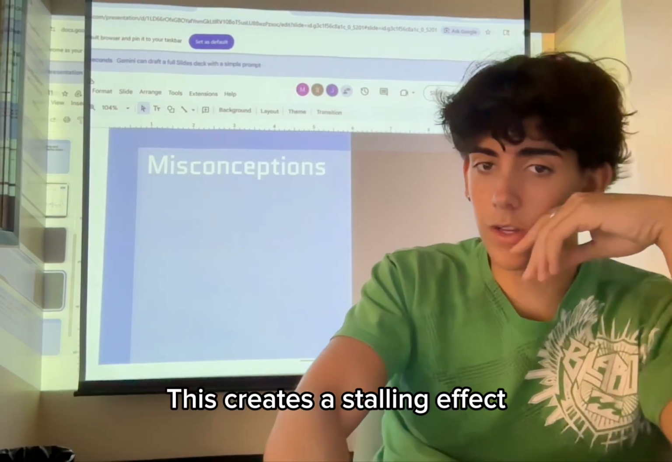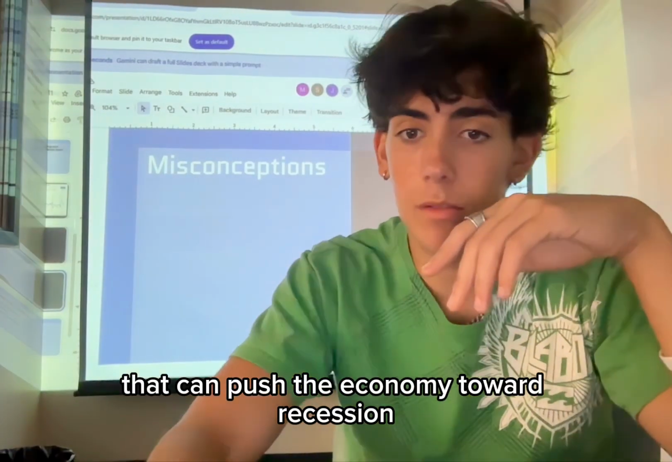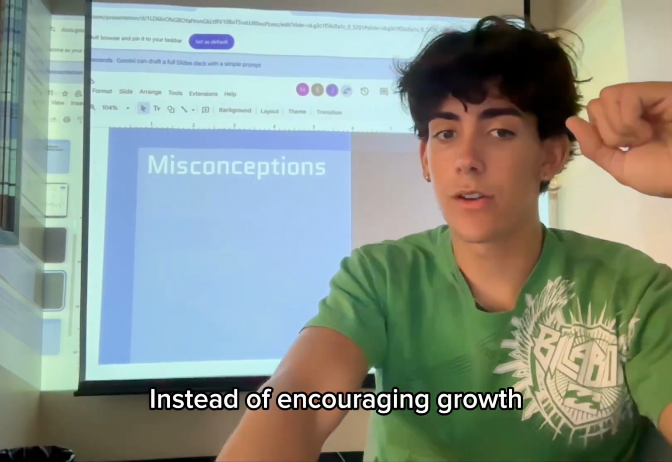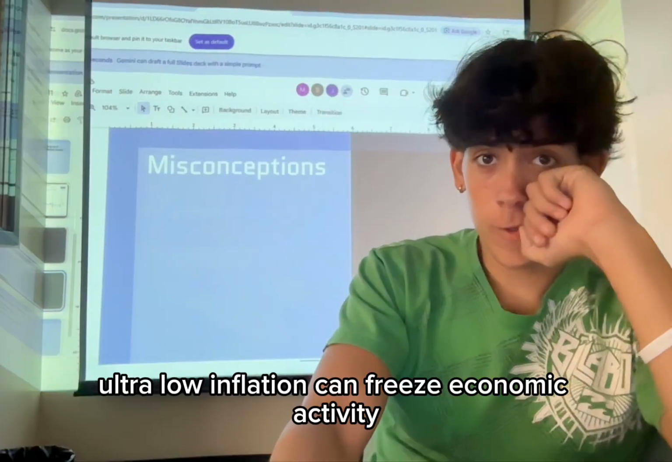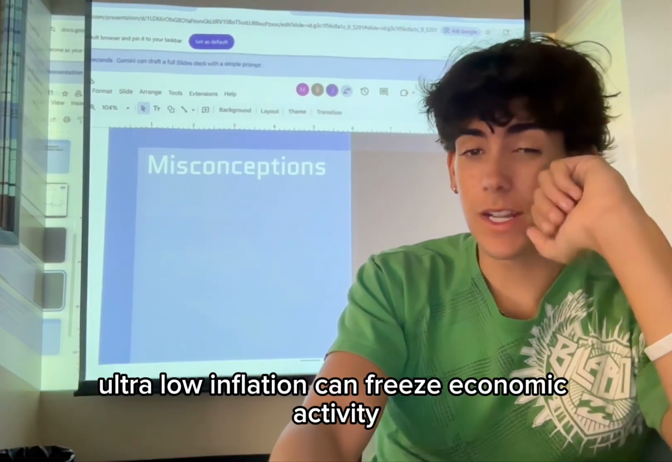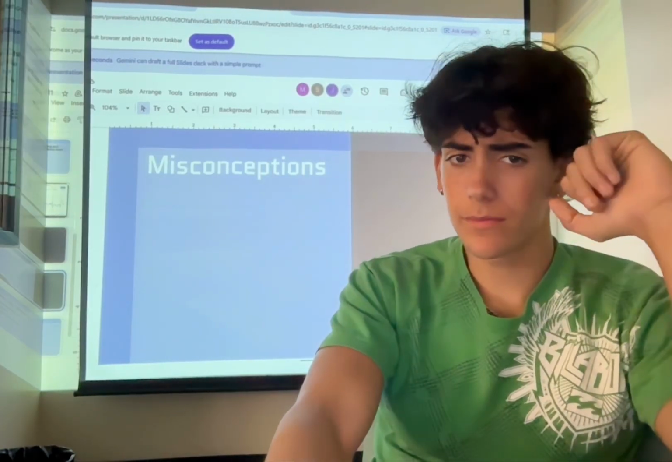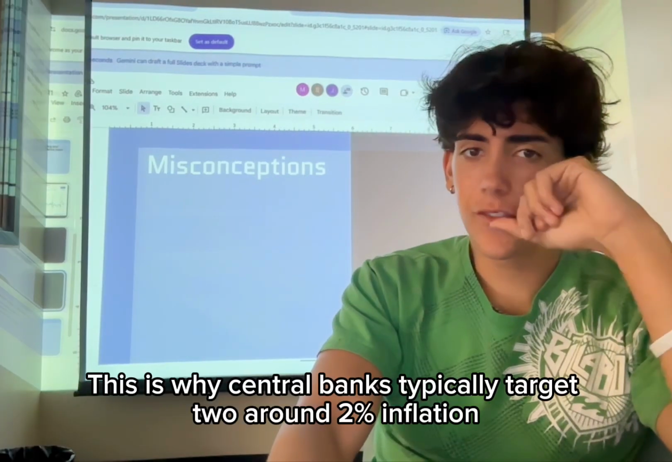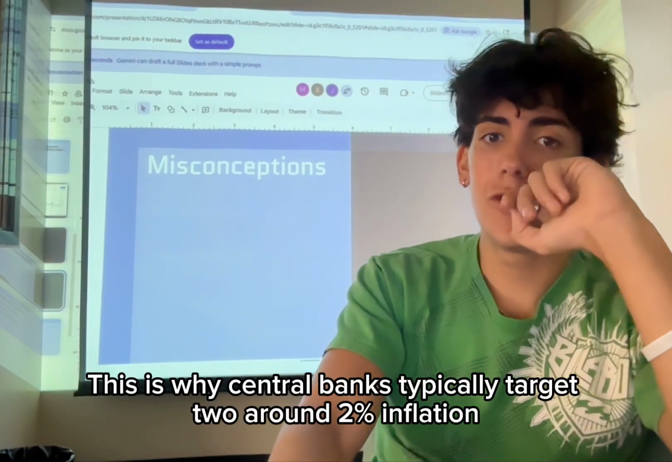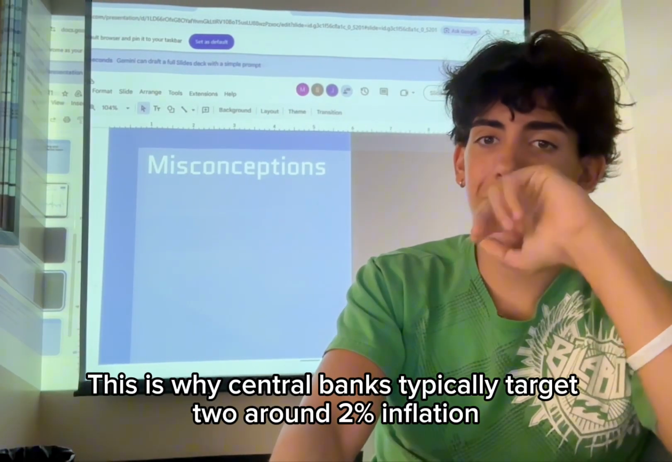This creates a stalling effect that can push the economy toward recession instead of encouraging growth. Ultra-low inflation can freeze economic activity. This is why central banks typically target around 2% inflation.